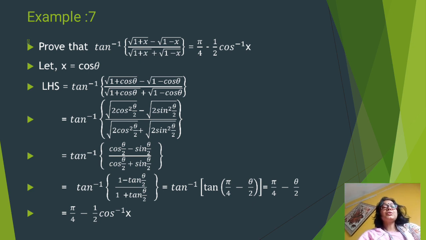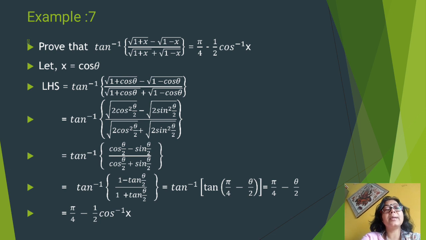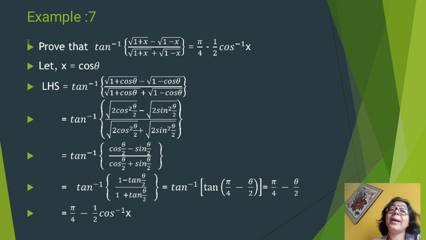Now it should be written there, but I have not written. You divide both the numerator and denominator, each term, by cos theta by 2. So 1 minus sin theta by 2 by cos theta by 2, which is tan theta by 2, by the denominator 1 plus tan theta by 2. So in place of 1, if we write tan pi by 4, it will be tan pi by 4 minus tan theta by 2 by 1 plus tan pi by 4 into tan theta by 2, which is the formula of tan x minus y, sorry.